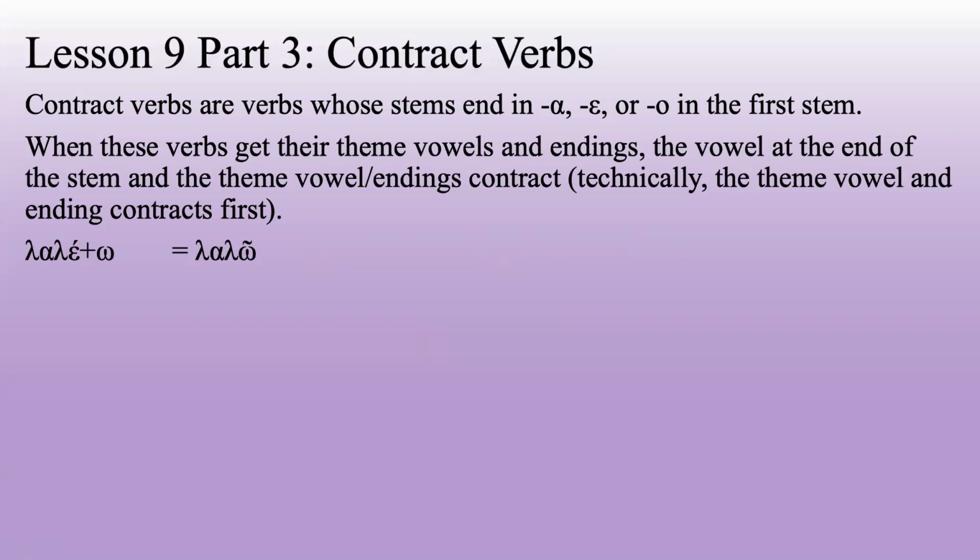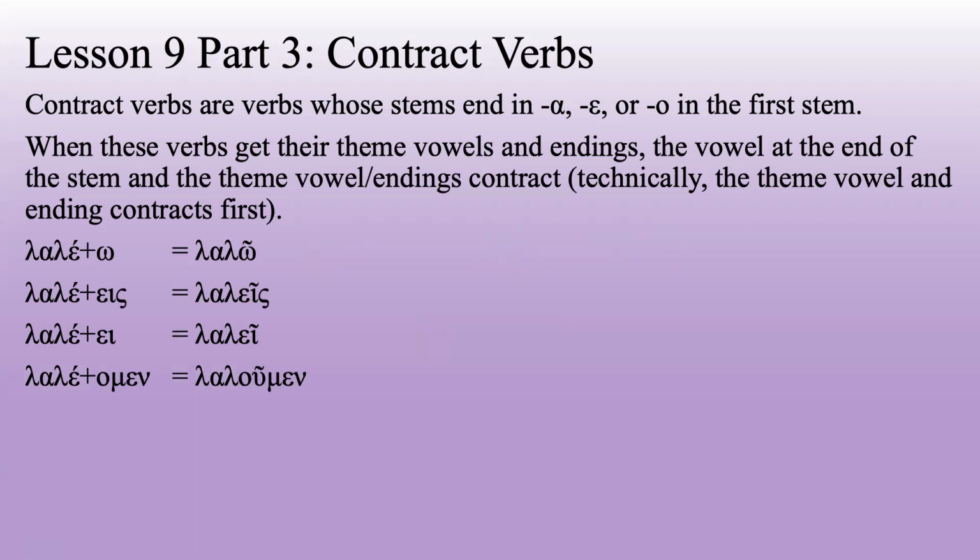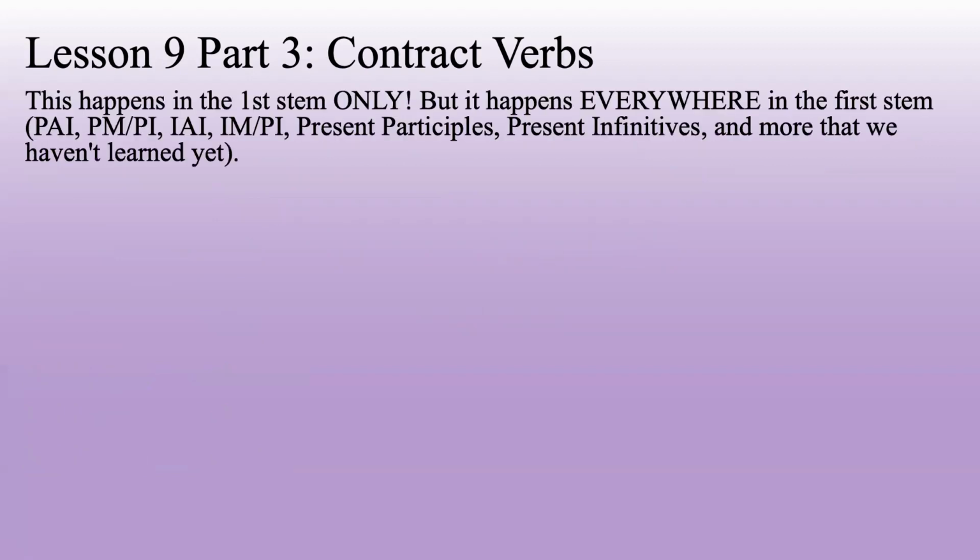So lalea-o becomes lalo because epsilon plus omicron equals omicron. Lalea-ete equals lalei-te because epsilon with epsilon iota becomes epsilon iota. Lalea-omen: the epsilon and the omicron come together and form ou, laloumen. Lalea-ete: the epsilons join together and make eta, so lalete. Lalea-ousi: epsilon plus omicron upsilon equals omicron upsilon, so lalousi.